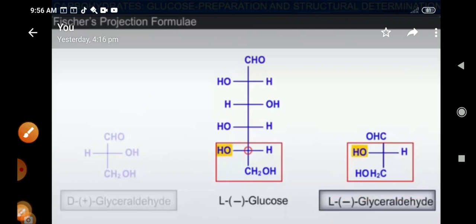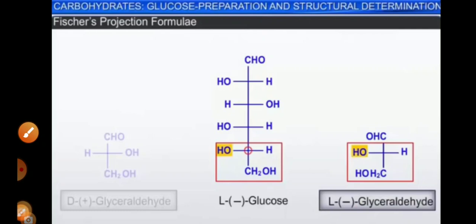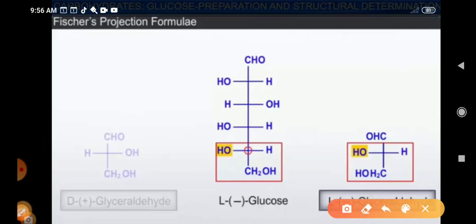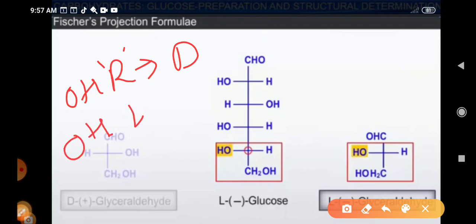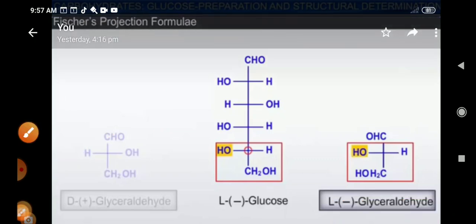Once again I tell, if OH is on the right, then it is called D form. If OH is on the left, then it is called L form. So there are two configurations depending upon the position of OH on the fifth carbon, that is D and L.